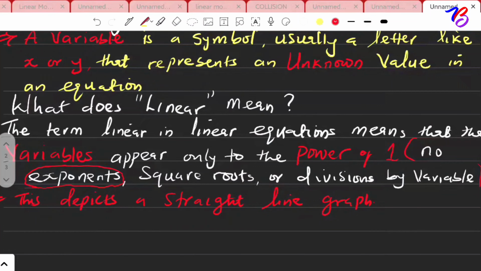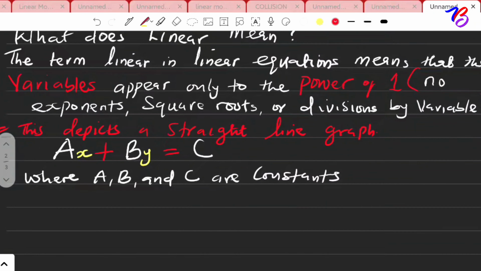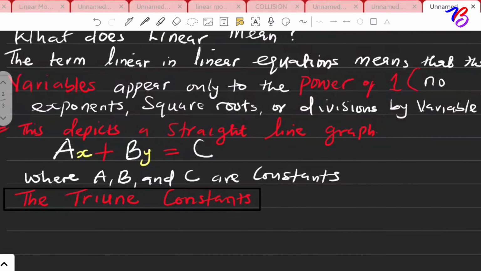Then what is an exponent, or what are exponents? We need to define that. But before then, our equation will be in the form of ax plus by is equal to c, where a, b, and c are our constants. Now, I term this to be the triune constants. If you look at them, they are in 3 parts. This gives us a better understanding that a standard equation is always in three parts, like you are seeing.